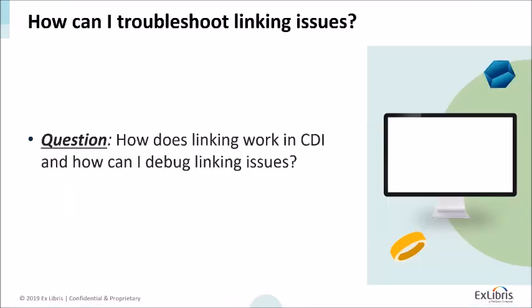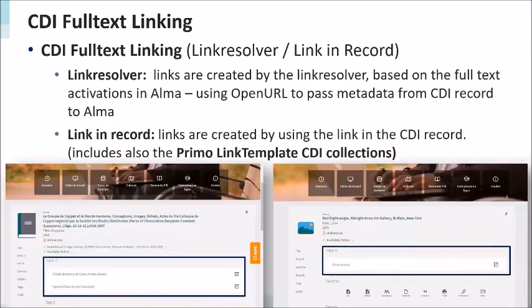Let's go to our third question, and this question is about troubleshooting linking issues. So the question here is, how does linking work in CDI, and how can I debug linking issues? Let's have a look. As I mentioned before, there are two types of linking in CDI. There is either linking via the link in the record, and there is also linking via the link resolver. They look a bit different. This is a screenshot with some modified text.